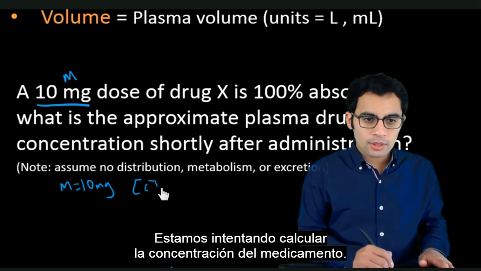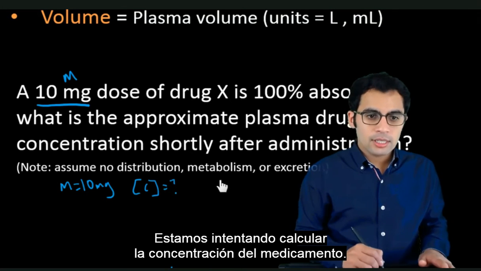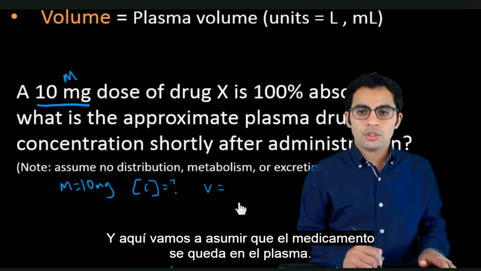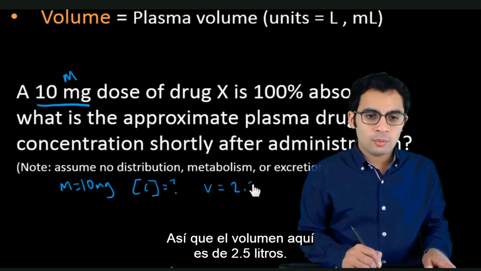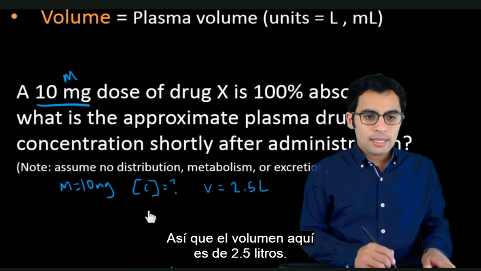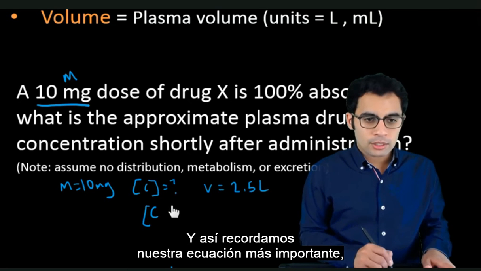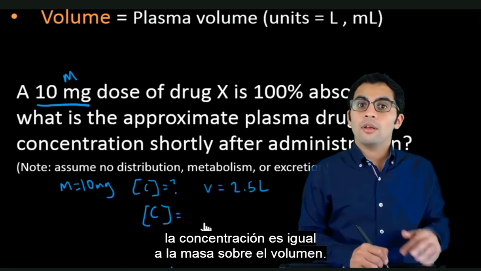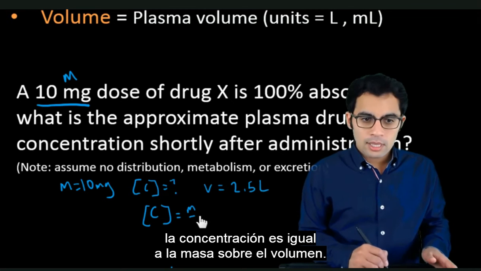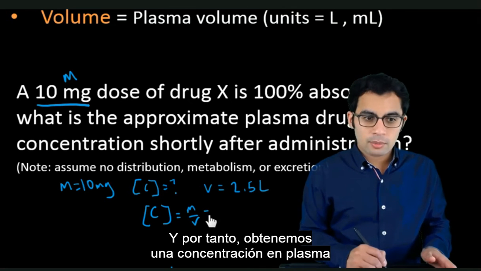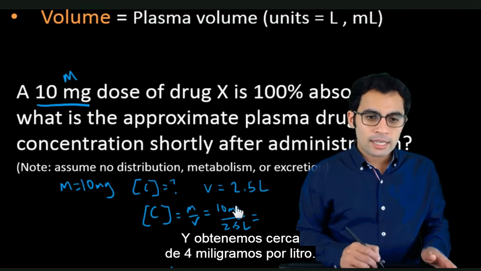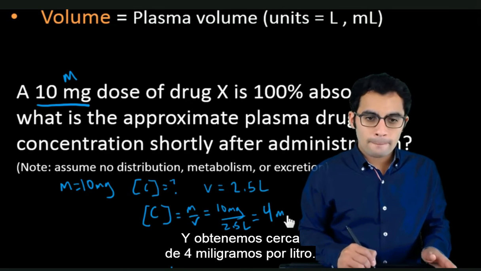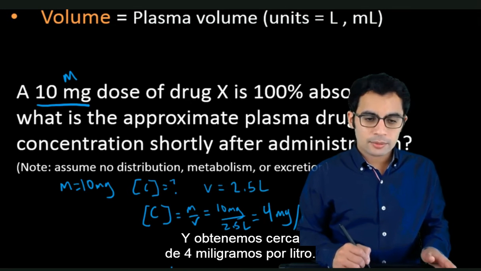We're trying to solve for the concentration of the drug. And here we're just going to assume that this drug is staying within the plasma. So the volume here is 2.5 liters. And so we remember our most important equation. Concentration is equal to mass over volume. And therefore we get a concentration in the plasma of 10 milligrams over 2.5 liters. And we get something about 4 milligrams per liter.